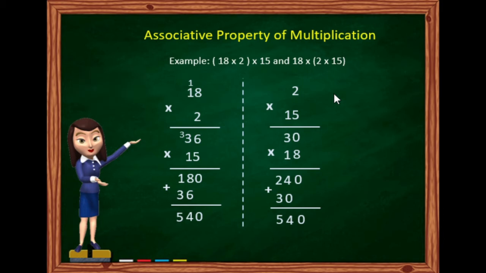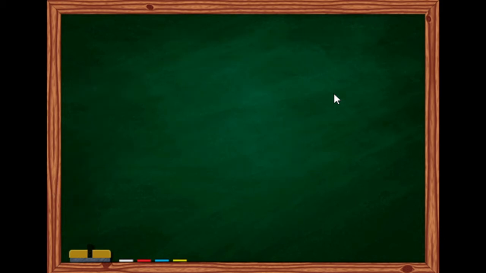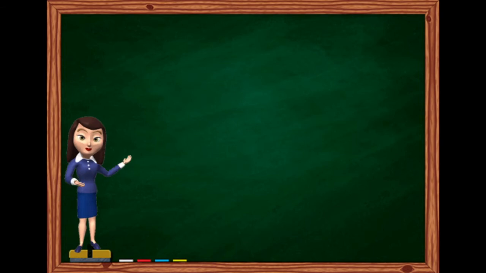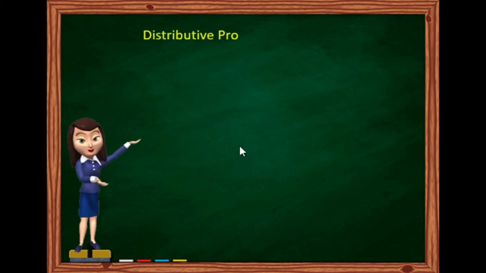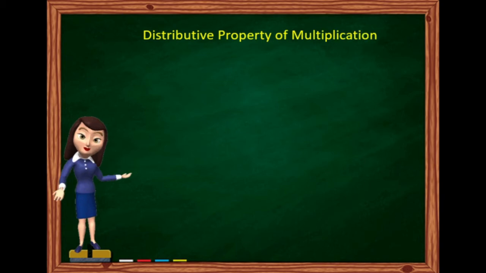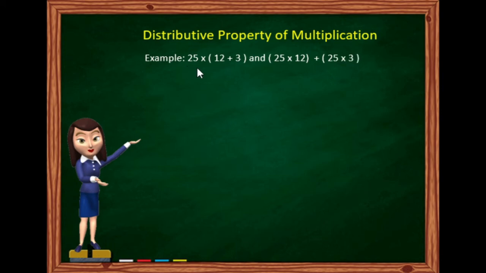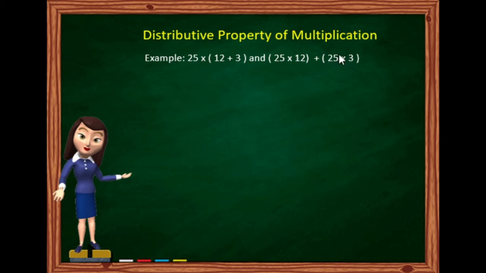Okay, next. How about explaining to you what distributive property of multiplication is? Distributive property of multiplication. We have here an example. We have 3 numbers and 4 numbers.